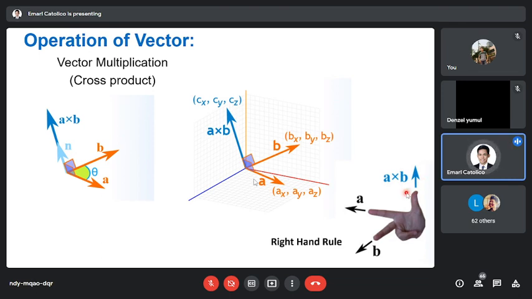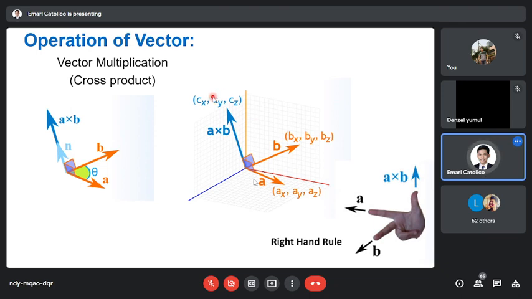With your right hand, point your index finger along vector A, then your middle finger along vector B. So, your cross product goes in the direction of your thumb. I hope familiar kayo dito, sa AC and DC machinery ata ito tinuturo, yung right hand rule. Same concept, but ang application natin is for engineering mechanics.